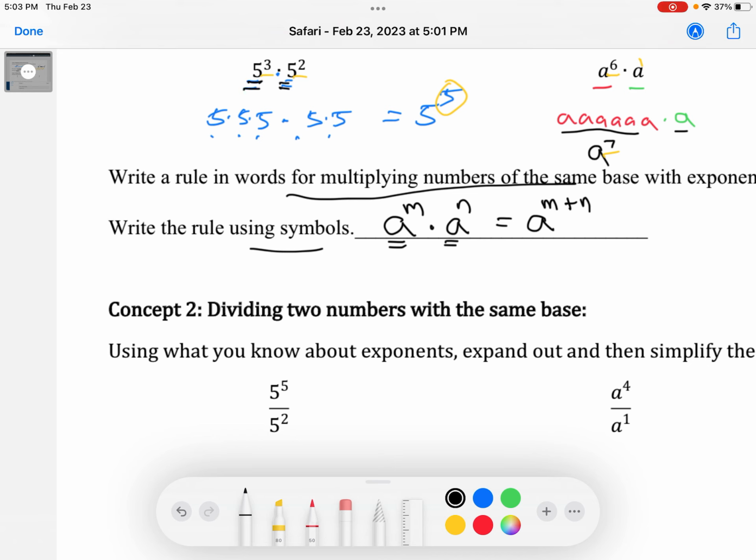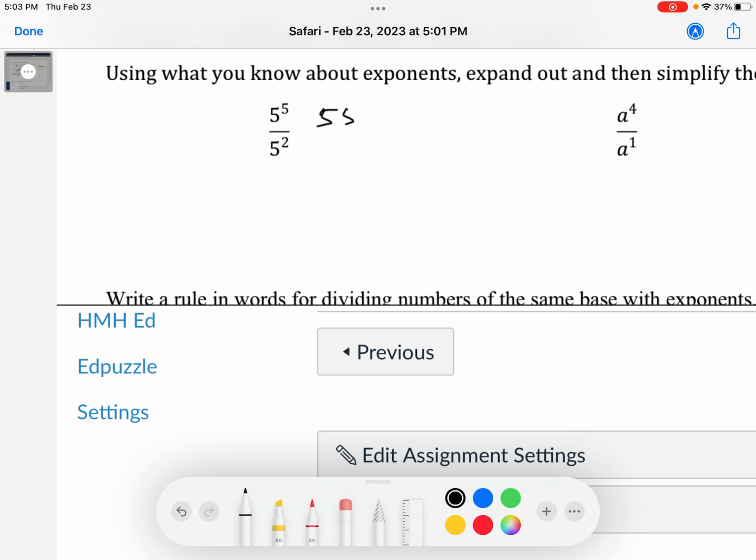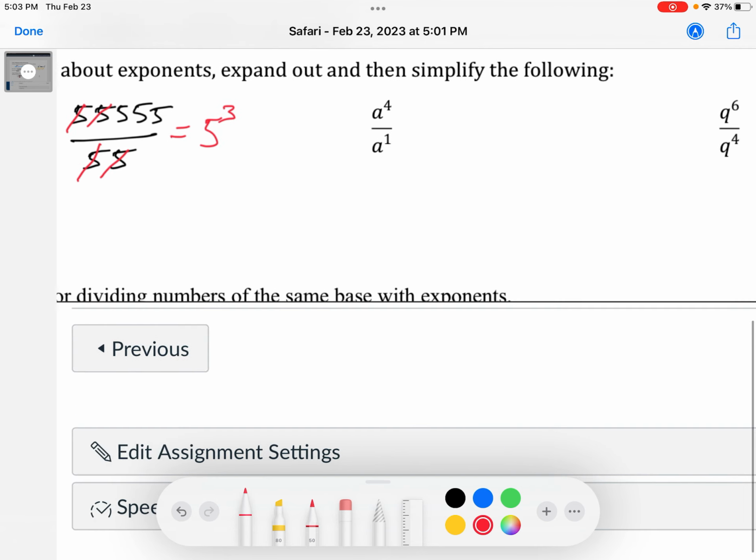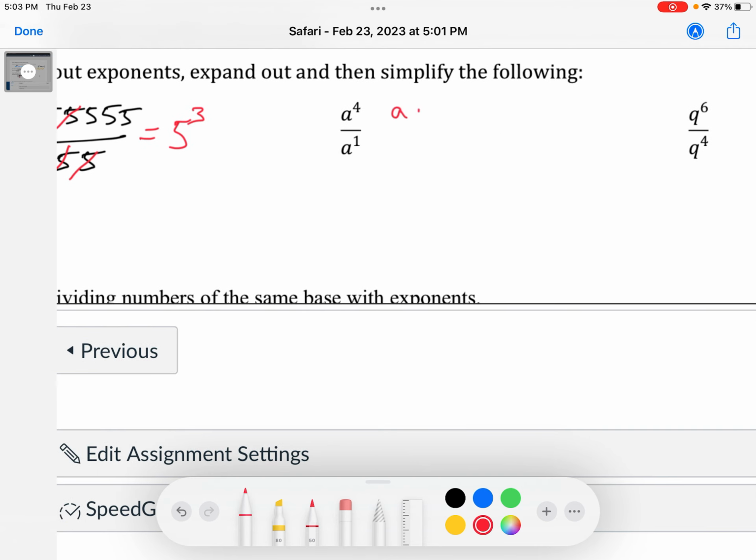Okay, next idea, dividing numbers with the same base. So here we got 5 to the 5th, which is 5, 5, 5, 5, 5 on the top, and we've got 2 of these on the bottom. And now remember the rule, if there's something on top of a fraction and on the bottom, we can cancel. 5 divided by 5 is just 1, which doesn't affect the value, so we can just ignore them. And we're left with 5 to the 3rd. Same thing for this one, A to the 4th, A on the bottom, canceling them out, A to the 3rd.